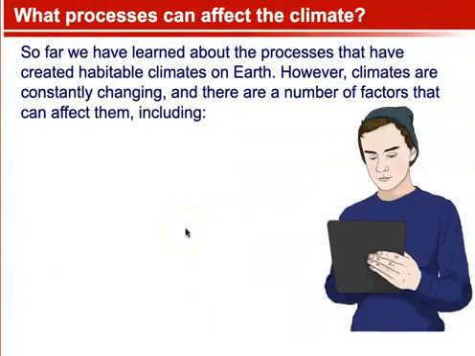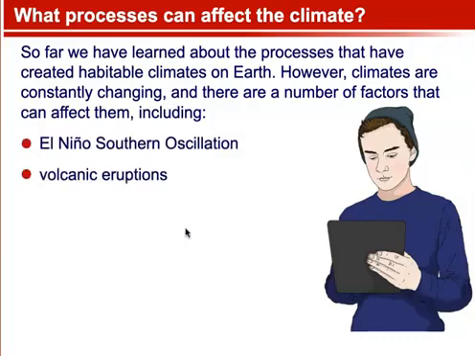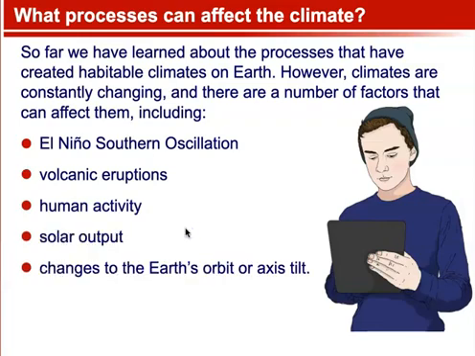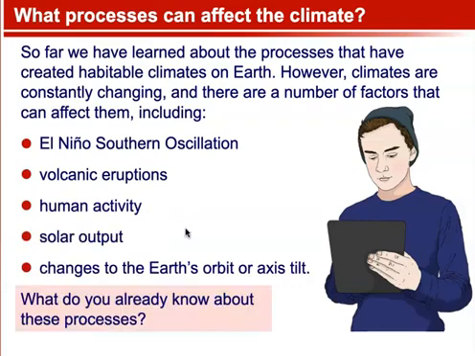What processes can affect the climate? So far, we have learned about the processes that have created habitable climates on Earth. However, climates are constantly changing, and there are a number of factors that can affect them, including El Niño Southern Oscillation, volcanic eruptions, human activity, solar output, and changes to Earth's orbit and axis. So what do we already know about these processes?